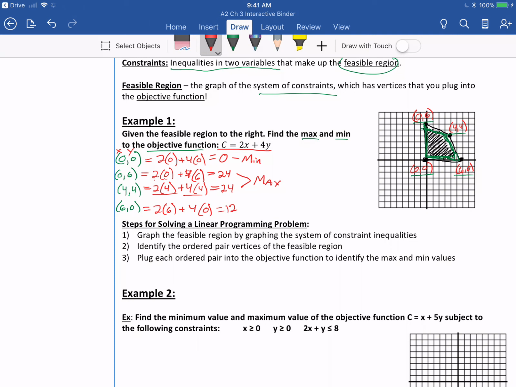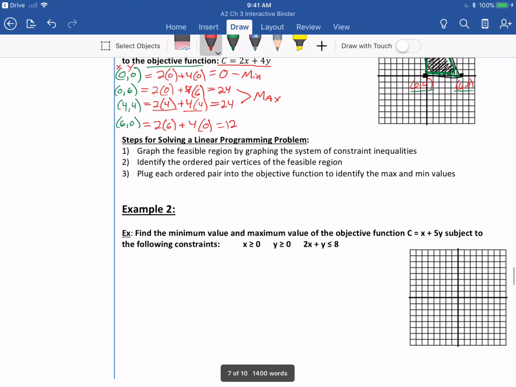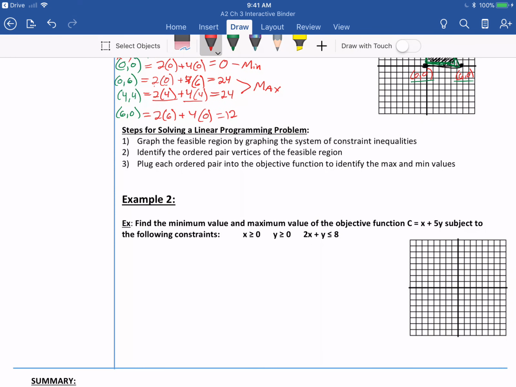So here we go. Example number 2 is where we actually have to do the whole shebang here. I don't even know, I just made that word up. We got to do the whole shebang. We got steps for graphing these and solving a linear program. We have to graph this feasible region by graphing the constraints and the inequalities. Okay, so we're going to graph and make this shaded region, and then we're going to identify the ordered pairs from the feasible region to plug into my objective function.